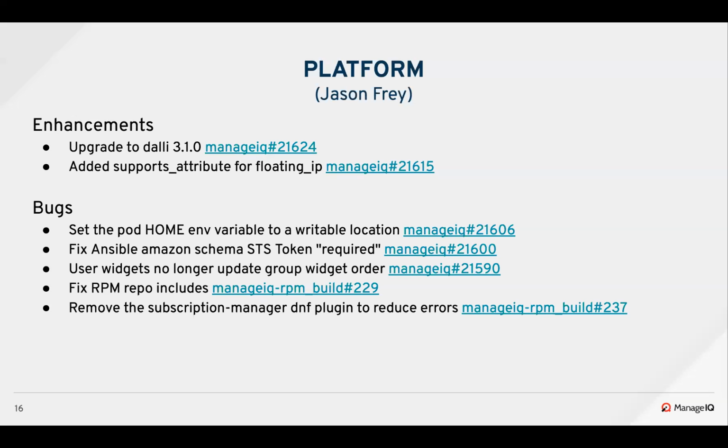On the build side, Brandon fixed an issue with the RPM repo includes. One of the regexes was a little loose, and it was matching different types in the wrong numerically sorted order. And so it was picking up the wrong builds. So that change fixed that.